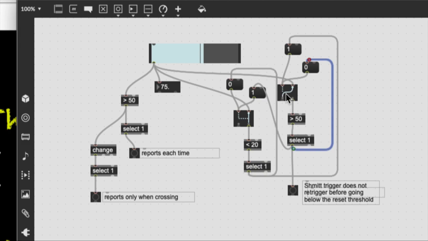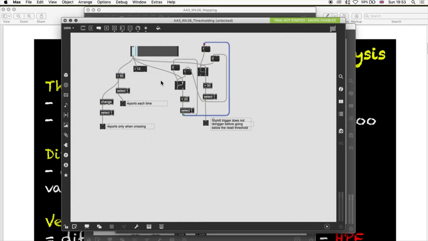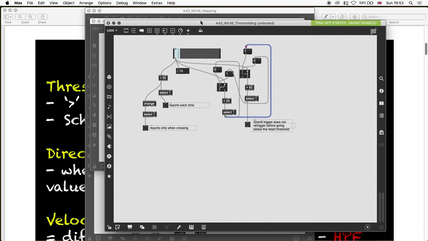So inactivating, deactivating this one, and activating this one. And now this one is waiting for a value to be less than 20. So while I'm moving around here, it's not. And once I go below 20, then this reported bang is doing two things. First of all, it is disabling the resetting mechanism, and it is enabling the triggering mechanism. Okay, so that's your Schmitt trigger. Can be quite useful for sensor signals, other things as well.